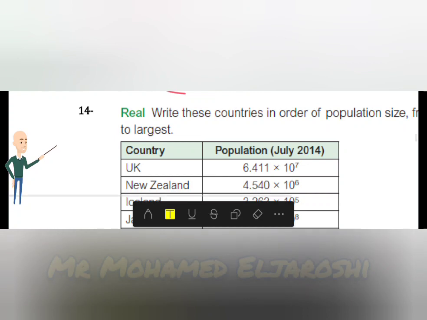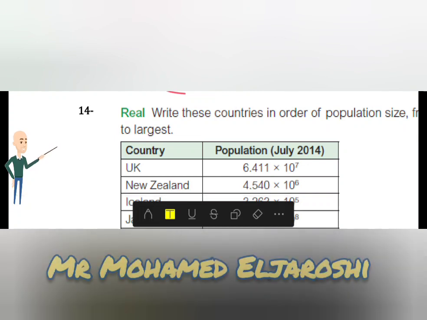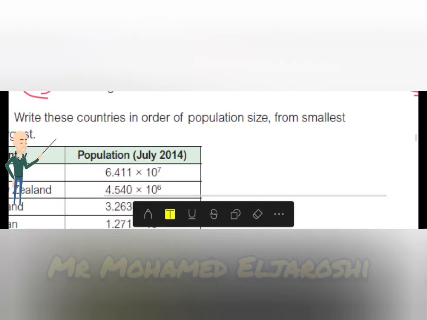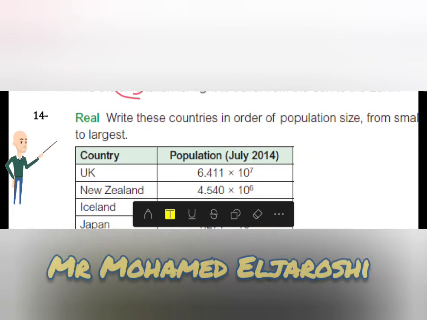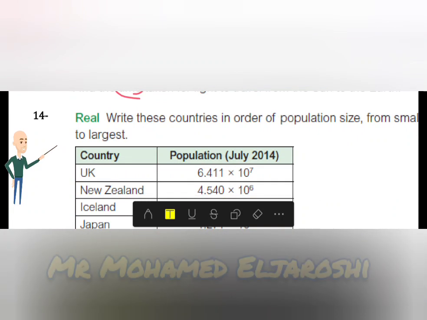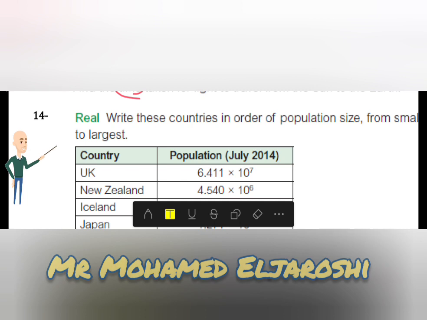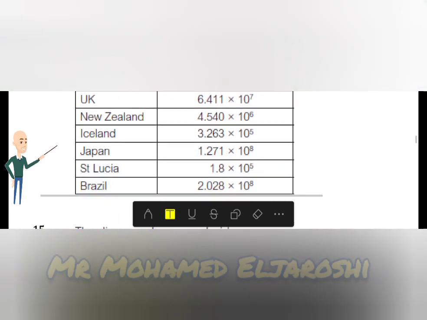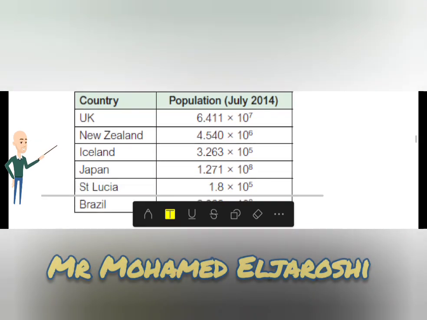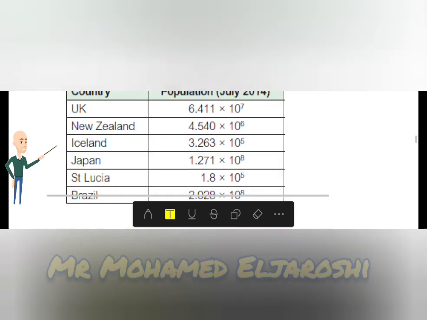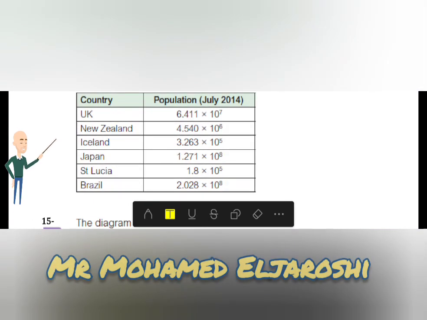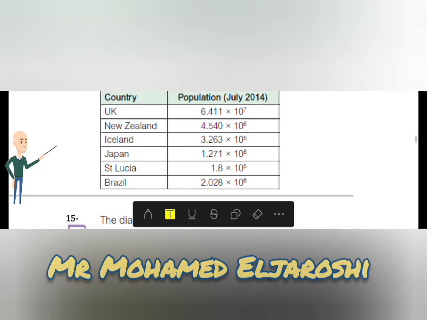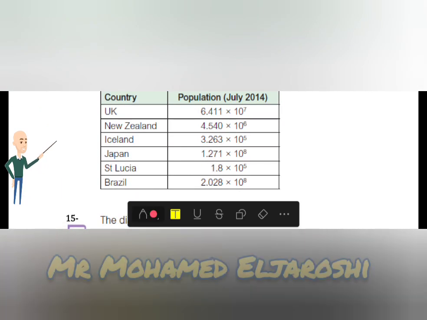In question 14 here, write these countries in order of population size from smallest to largest. So we need the smallest population size, and then we go up to the largest. We have 6 countries here. Let's take a wider look. Let's make it smaller. Yes, okay. So they need the smallest one, okay? Which one is the smallest here?